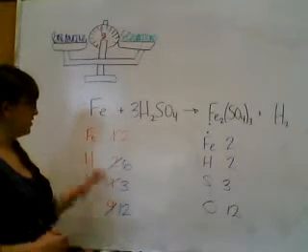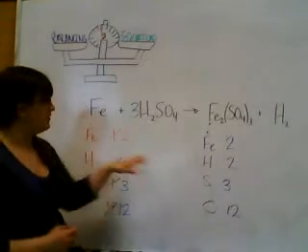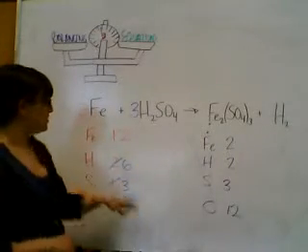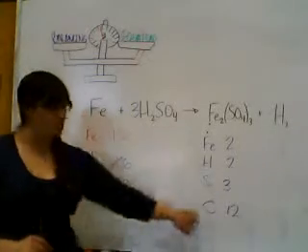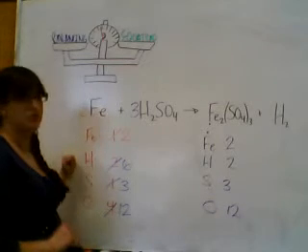Now, if we look at our equation, or if we look at our numbers, we have 2 irons on both sides, they're balanced. We have 3 sulfurs on both sides, they're balanced. We have 12 oxygens on both sides, they're balanced. The only thing left that's not balanced is our hydrogen.